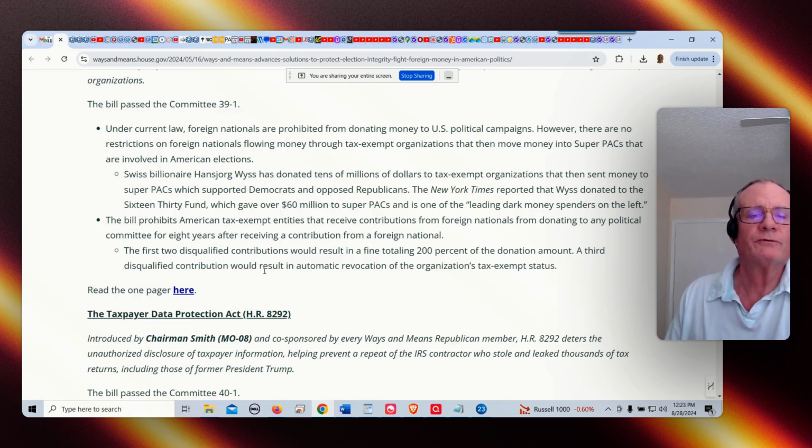All right. So if you fall afoul of that rule and they spend the money, the fine is 200% of the donation amount. And then that's the first two violations. The third violation would be automatic revocation.